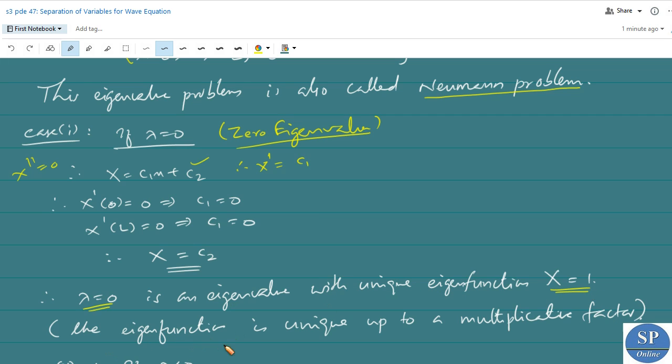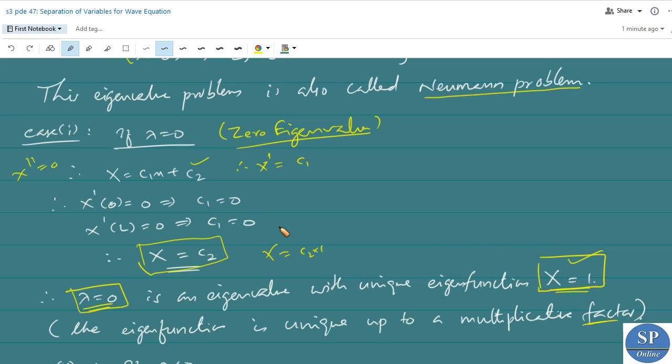Okay, that is, the eigenfunction is unique up to a multiplicative factor, because we can write the solution or the eigenfunction as any number. So we can express X is equal to c2 into 1. So the independent eigenfunction can be written as X equal to 1. Okay, so we obtain that here when lambda equal to 0, the solution is not trivial. Therefore lambda equal to 0 is an eigenvalue with the eigenfunction X is equal to 1.